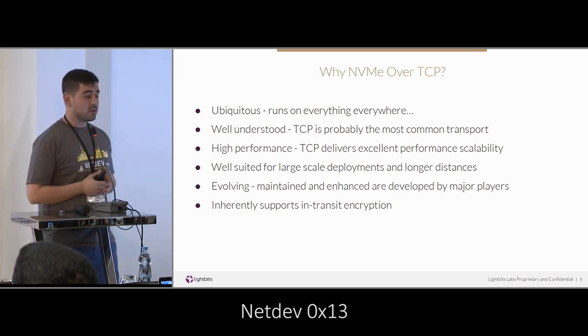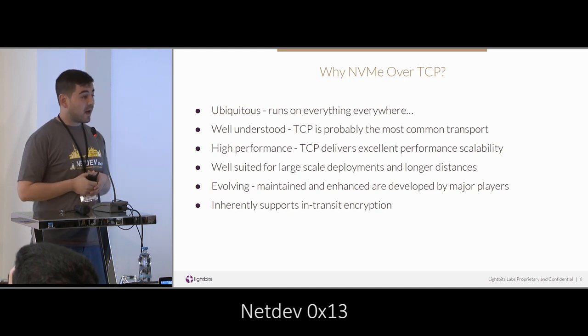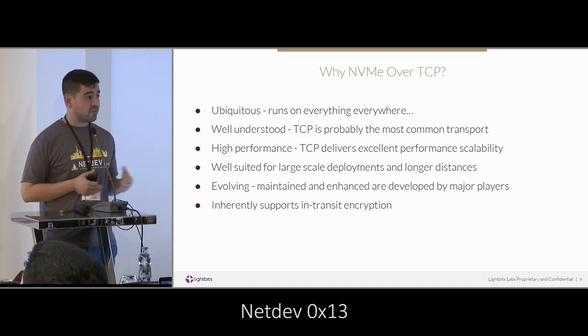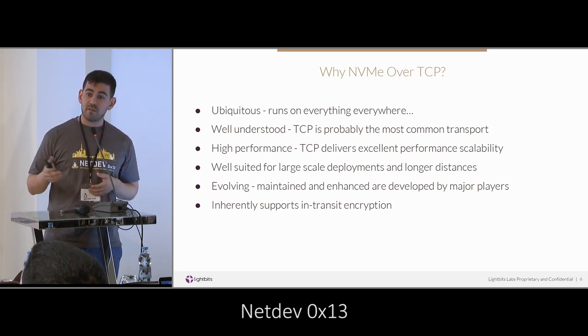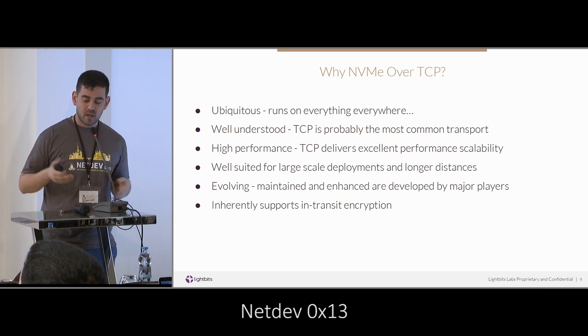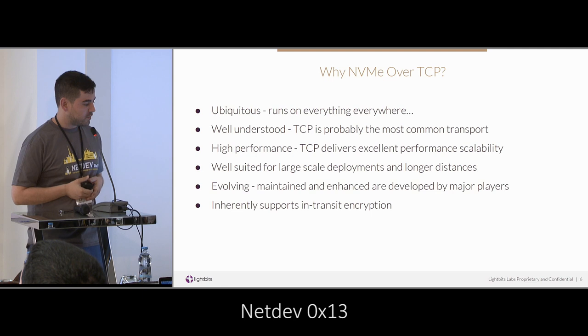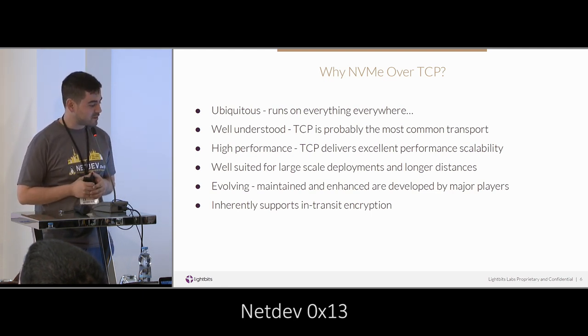It's well understood. TCP is probably the most common transport. High performance: TCP is scalable and delivers excellent performance. It's well suited for large-scale deployments and longer distances. Actually, a few weeks ago, we did an experiment. We used NVMe over TCP over, I think, a few dozen kilometers. So it was a long distance in terms of data centers.